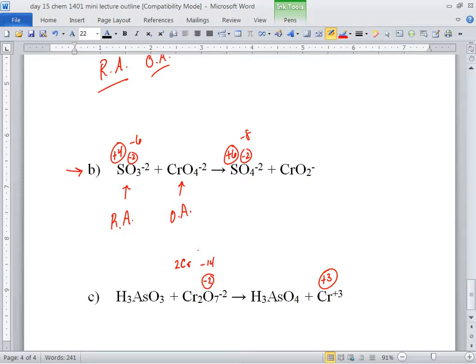What did you get for your chromium here? What number did you assign it? 6? Yeah, that would work, right? Because 2 times +6 is +12 and a -14. That'd give you a -2. I agree with that. So it goes from 6 to 3. That got reduced, so it's the oxidizing agent. So this must be the reducing agent.